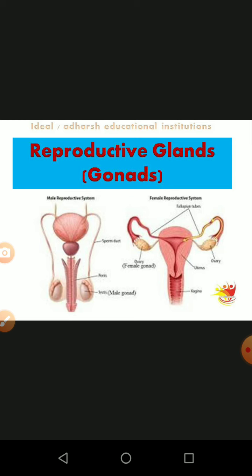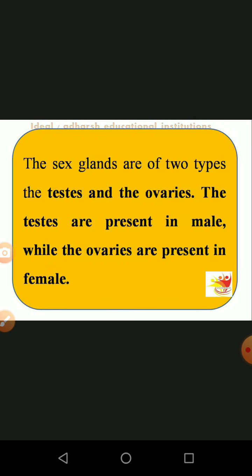This is the diagrammatic representation, which explains the two types of glands located in our gonad system or reproductive system. One is called the testes and the other is called the ovary. The testes belong to the male reproductive system, and the ovary belongs to the female reproductive system. The sex glands are of two types, the testes and the ovaries. The testes are present in the male, while the ovaries are present in the female.